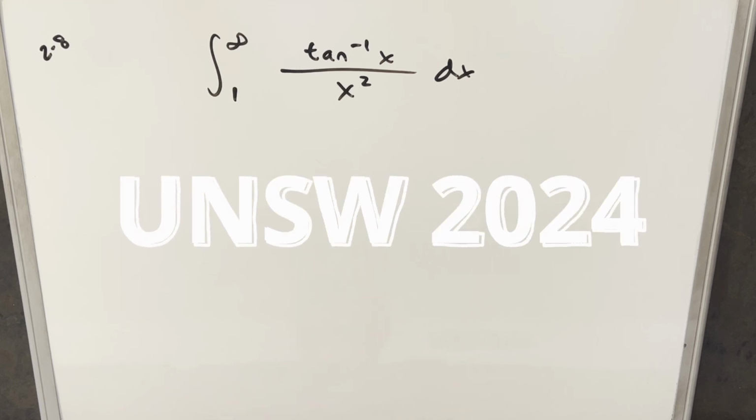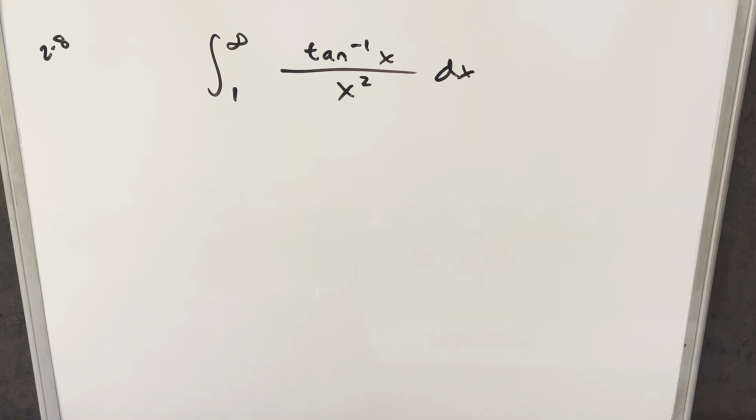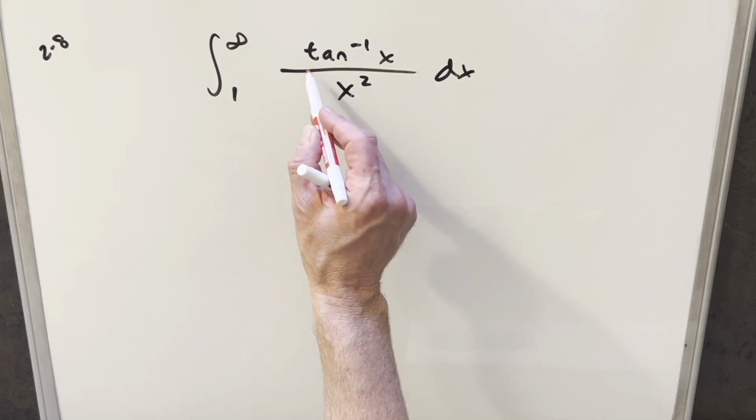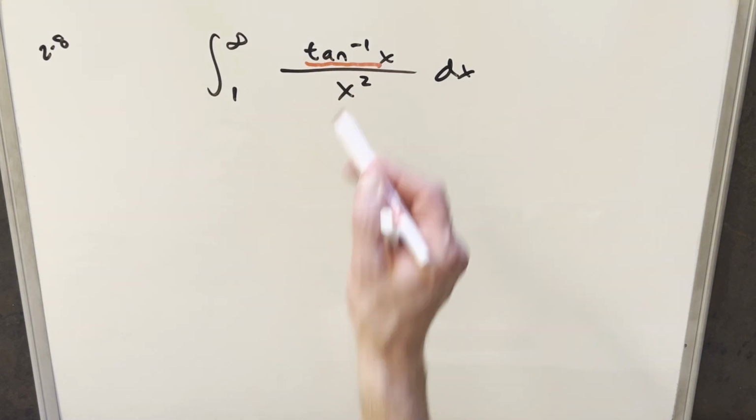Okay, we have to take another integral from the UNSW Integration Bee 2024. This was round 2, problem 8. We have the integral from 1 to infinity of arctan of x over x squared dx. Oftentimes when we have an arctan integral, we're going to want to use integration by parts on this.